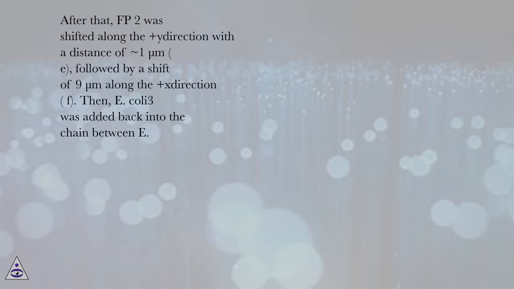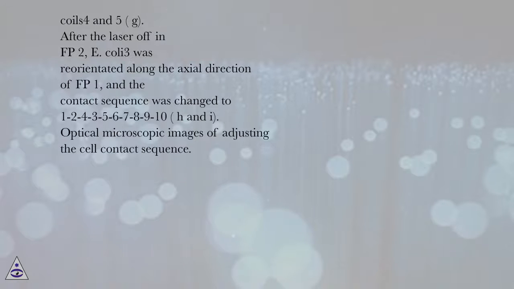After that, FB2 was shifted along the plus direction with a distance of about 1 μm, E, followed by a shift of 9 μm along the plus direction, F. Then, E. coli 3 was added back into the chain between E. coli 4 and 5, G. After the laser was turned off in FB2, E. coli 3 was reorientated along the axial direction of FB1, and the contact sequence was changed to 1 2 4 3 5 6 7 8 9 10, H and I.